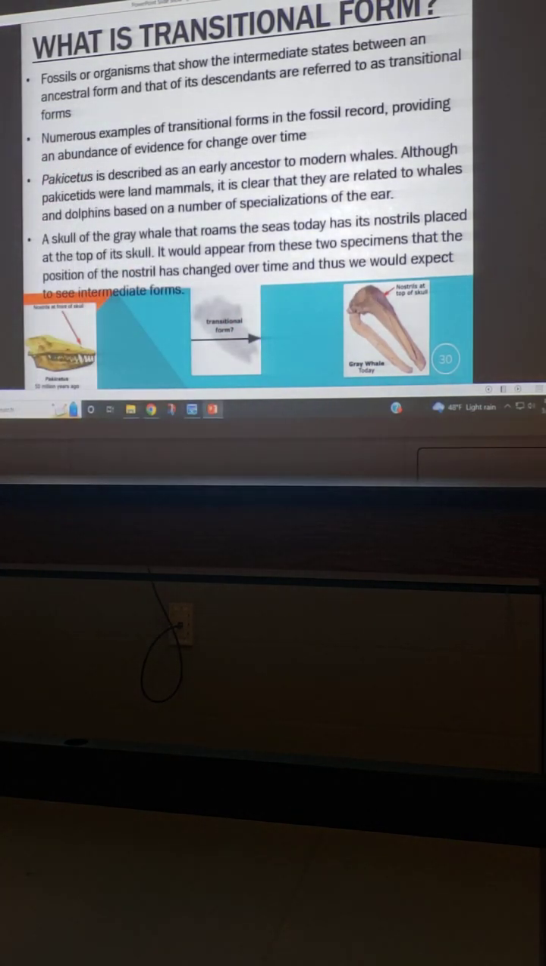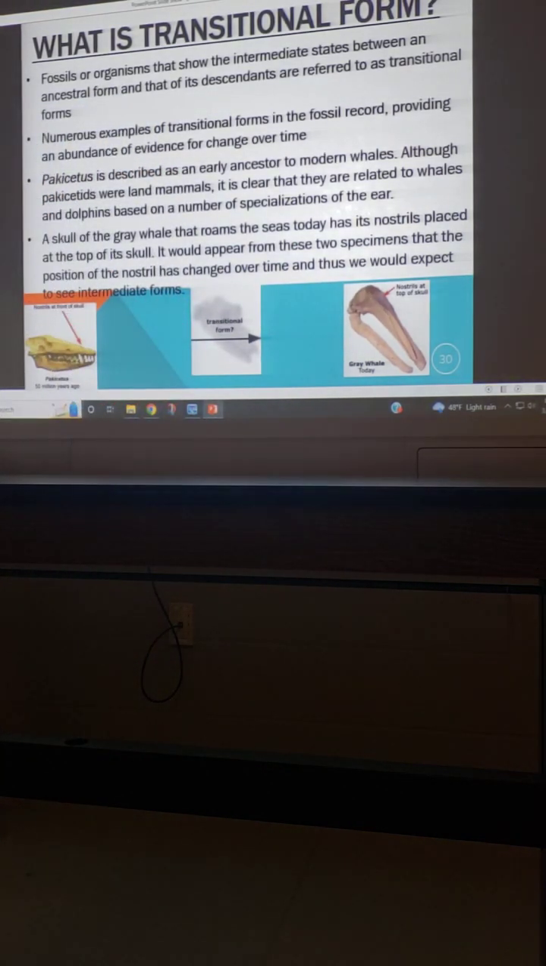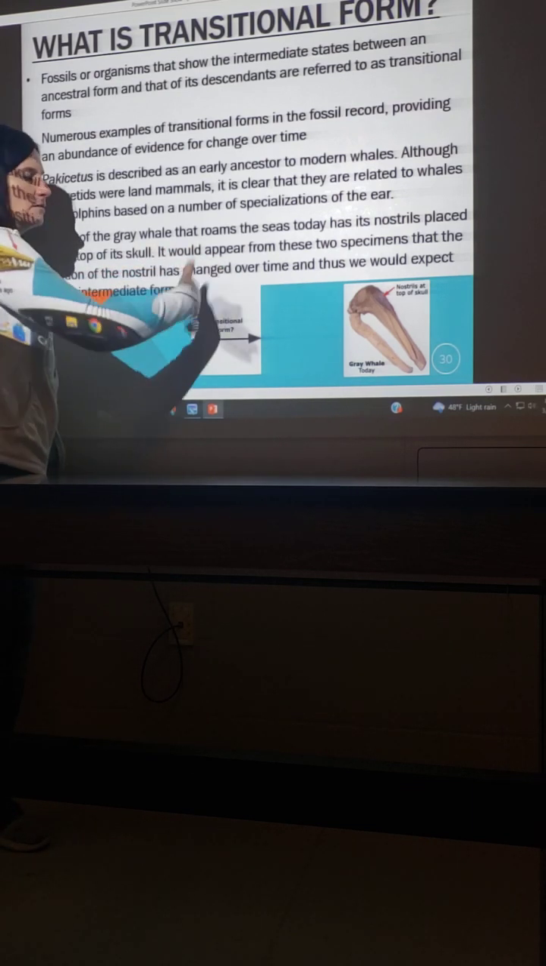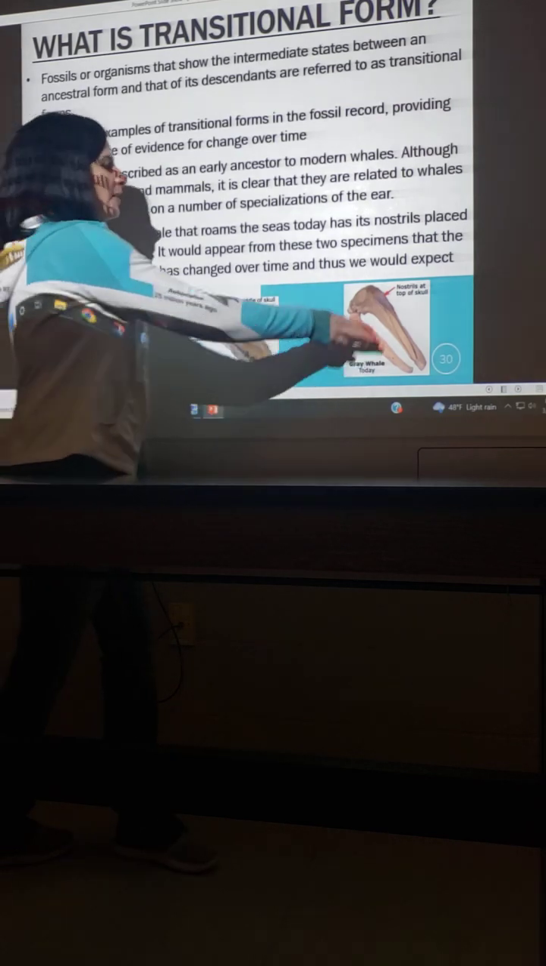And it would appear from these two specimens that the position of the nostril has changed over time. So if the Pakicetus had the hole on the front at the tip of the skull and the gray whale had it at the top of its skull now, where would you expect, if we could see evidence of a transitional form, where do you think that hole was during that transitional phase? Like right here. Okay, so kind of more in the middle-ish. And actually, there's an antecedus, which has exactly that, right? So it goes from the tip, moving upward, and then finally where it is today.